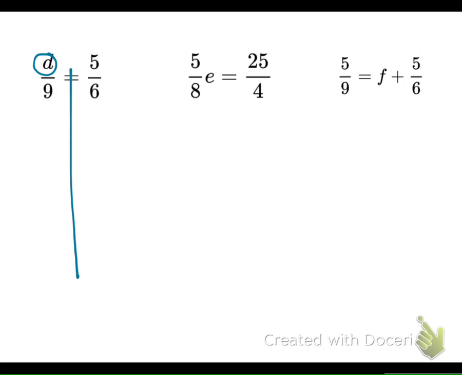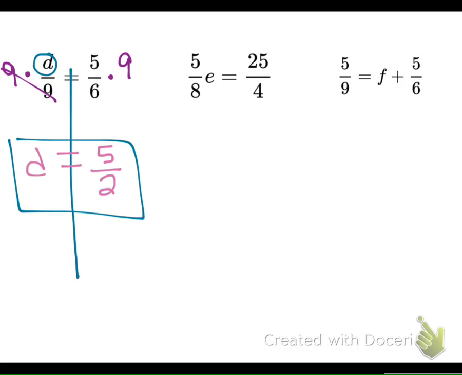Danielle, how do I get the d by itself? 9 times 9. I'm going to multiply each side by 9. Okay, so Danielle, when you take 5, 6 times 9, what did you get? 5 over 2. 5 over 2. And then box it. Do you guys all agree with Danielle?